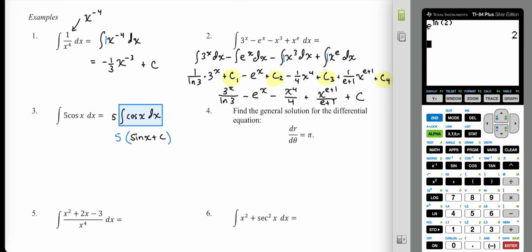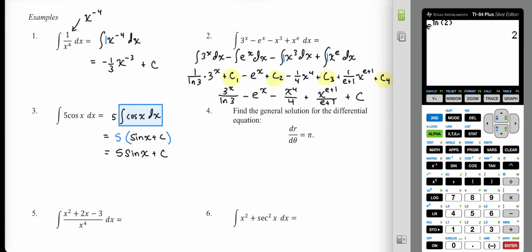If you distribute the 5, you're going to get 5 times the sine of x plus 5 times c. So 5 is a constant, c is a constant. If you multiply two constants together, you're going to get just another constant. So I would just say plus c. You wouldn't write 5c, because integration constants are what we call absorbing constants. They're the type of constants that absorb other constants.